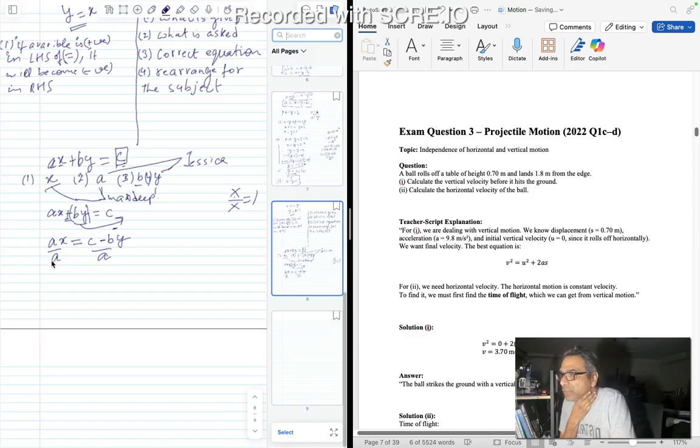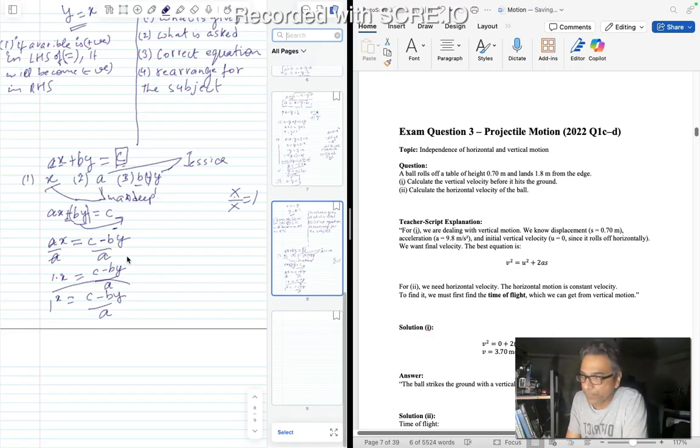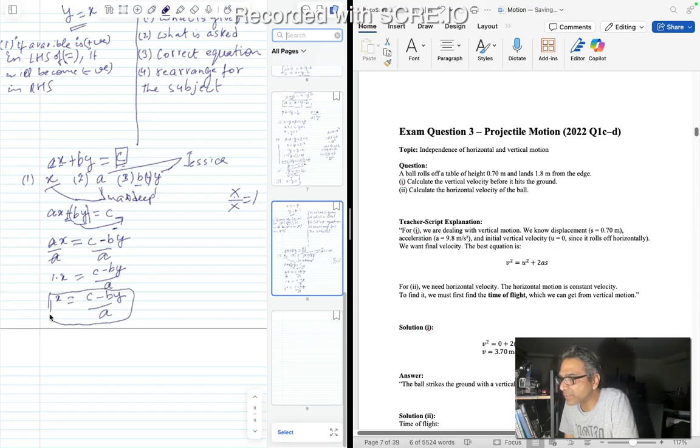All right. So now this will become 1. That means 1 multiplied by x equals c minus by over a. That means x equals c minus by over a. So this is the solution for x as the subject.